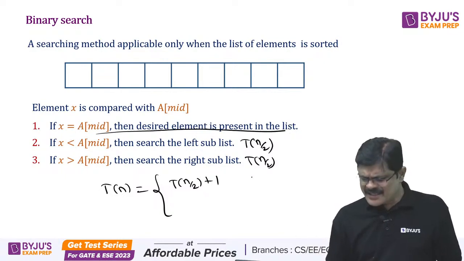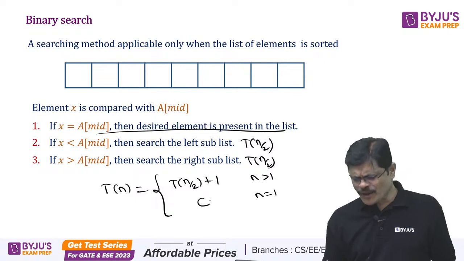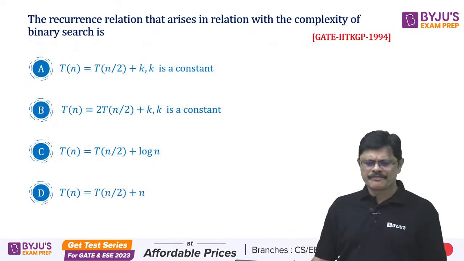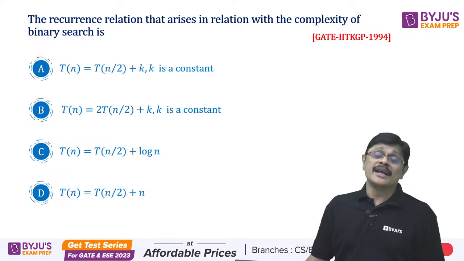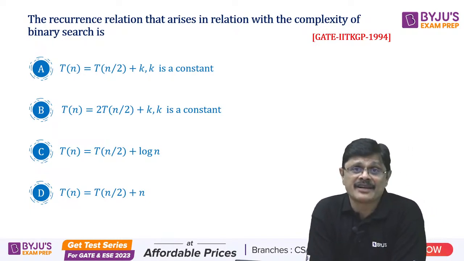This is for n greater than 1. Suppose if n is equal to 1, it is some constant time. Is the idea clear? So this was a direct GATE question. You can expect such questions. They ask you what is the recurrence relation for the problem. This is a very famous question, please note that.